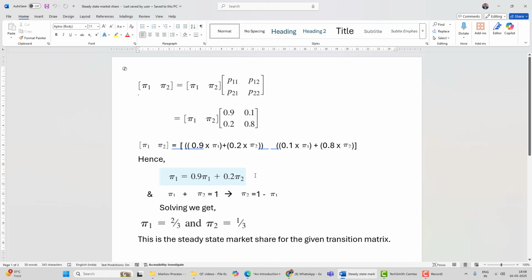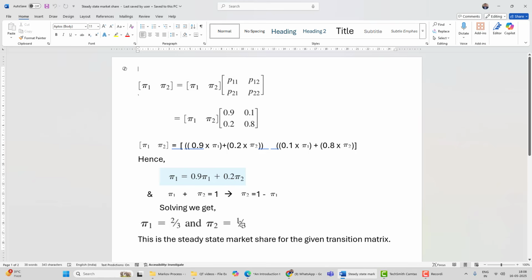Also I know that pi 1 and pi 2 will always add up to 1. So I can write here pi 1 plus pi 2 equal to 1, or pi 2 equal to 1 minus pi 1. So when you put this back here, you will get the entire equation in pi 1, and when you solve it you will get pi 1 equal to 2 by 3, and obviously 1 minus pi 1 will be equal to 1 by 3. So 2 by 3 is almost 67%, 1 by 3 is 33%.